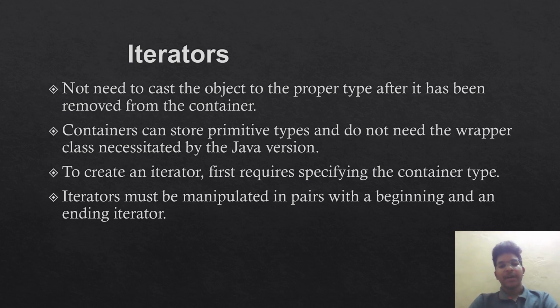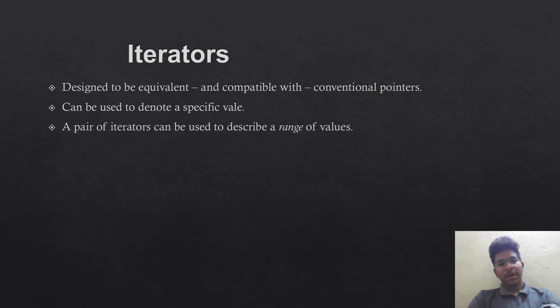Iterators. No need to cast the object to the proper type after it has been removed from the container. Containers can store primitive types and do not need the wrapper classes necessary in the Java version. Creating an iterator first requires specifying the container type. Iterators must be manipulated in pairs, with a beginning and ending iterator, designed to be equivalent and compatible with conventional pointers.